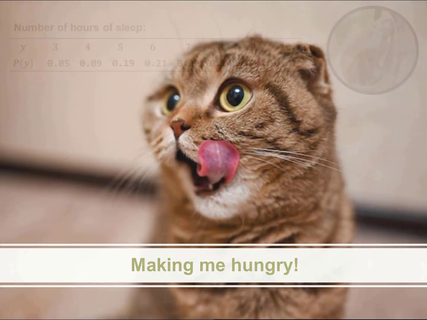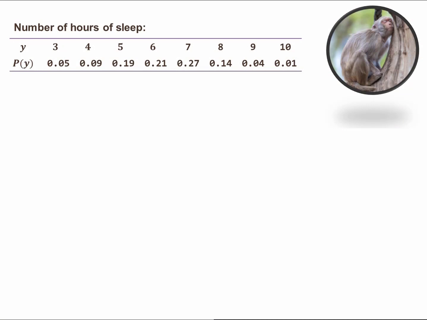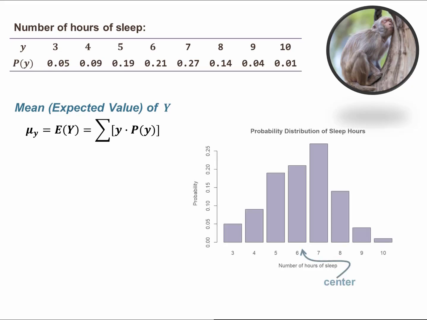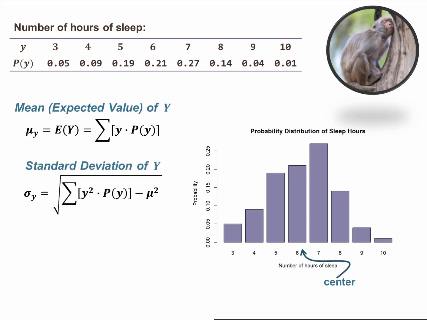Now, given a discrete random variable y, we can find the mean of y denoted by mu sub y. The mean of a random variable is a measure of center. It's also referred to as the expected value because it provides the value that we expect to get on average if the probability experiment is repeated over and over. The standard deviation of y, denoted by sigma sub y, is a measure of how spread out the probabilities are.